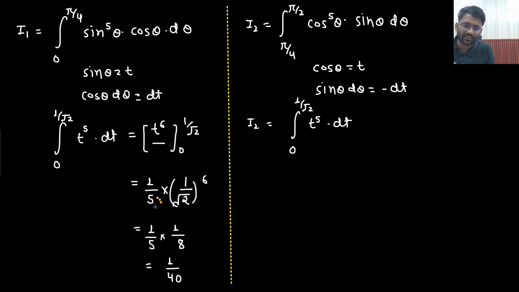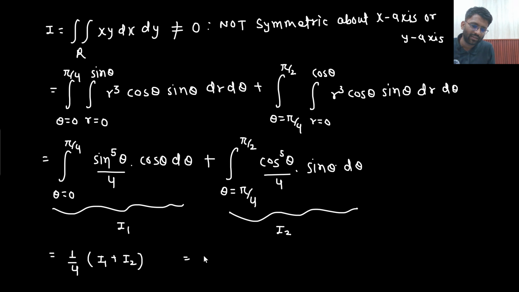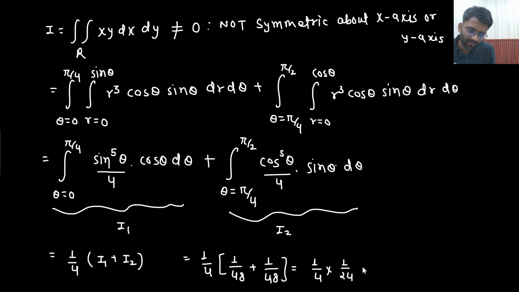Sorry, it will be 10 to the power 6. So here it will be 6, it will be 6. So it will be 1 by 48. This will be 1 by 48. So when I solve it, this will also be 1 by 48. So what will be the answer? Answer will be 1 by 48 plus 1 by 48. So answer will be 2 by 48, or you can say 1 by 24. So the answer will come out to be 1 by 96.